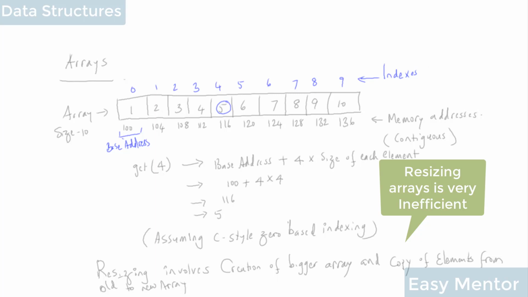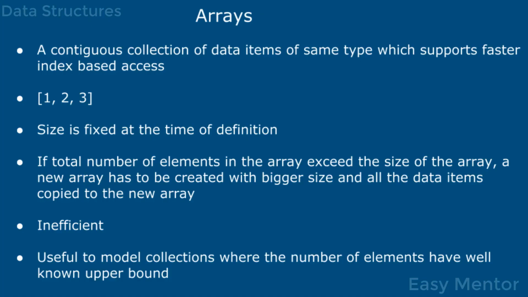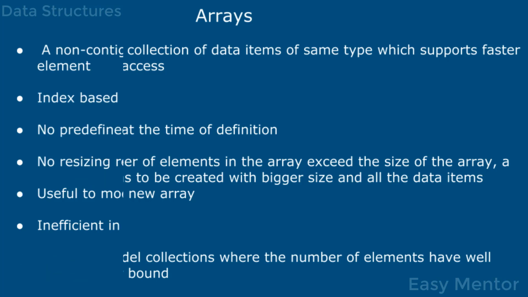It's very efficient in terms of access, very fast ordinal based access, index based access, but not very efficient with respect to memory when you have to increase the number of elements at runtime. So this is primarily useful for cases where you know beforehand the upper bound for the number of elements that can be present in the array.